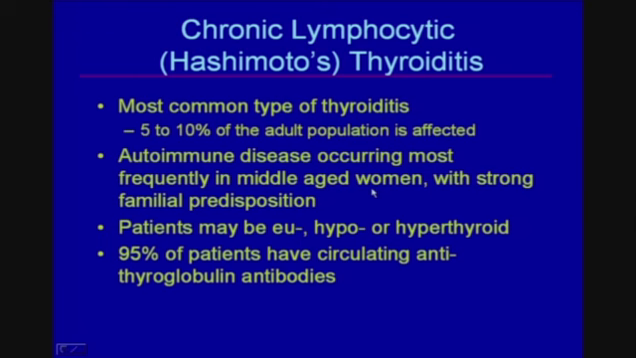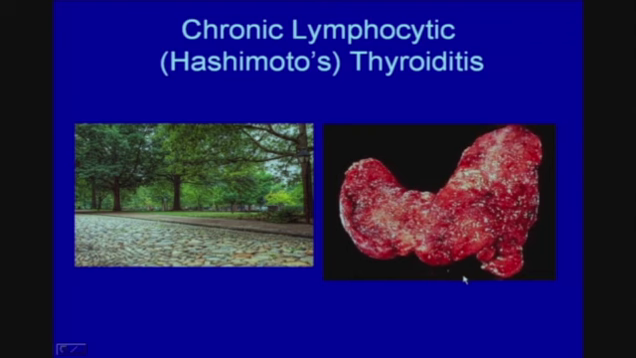At the time you're making the diagnosis, the patient could be euthyroid, hypothyroid, or even transiently hyperthyroid due to cellular destruction and just releasing of T4 into the bloodstream. And about 95% of them will have the circulating antibodies if you test for it.